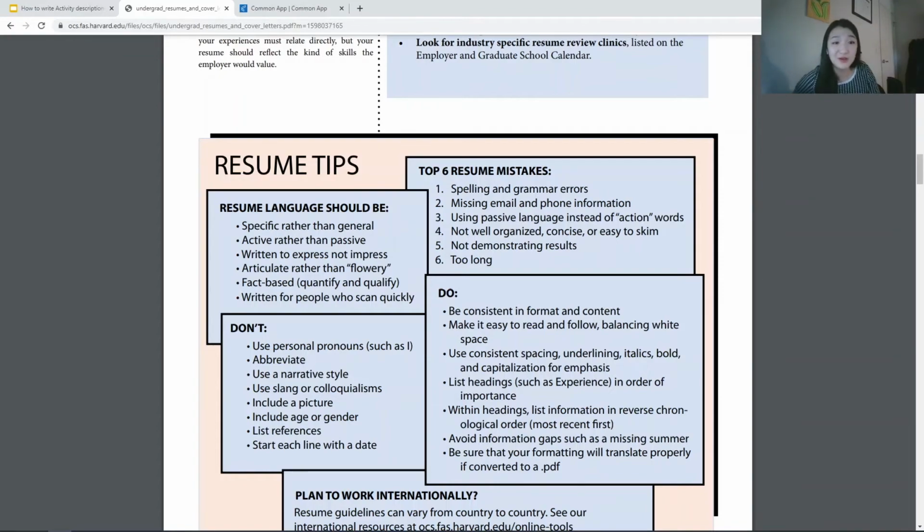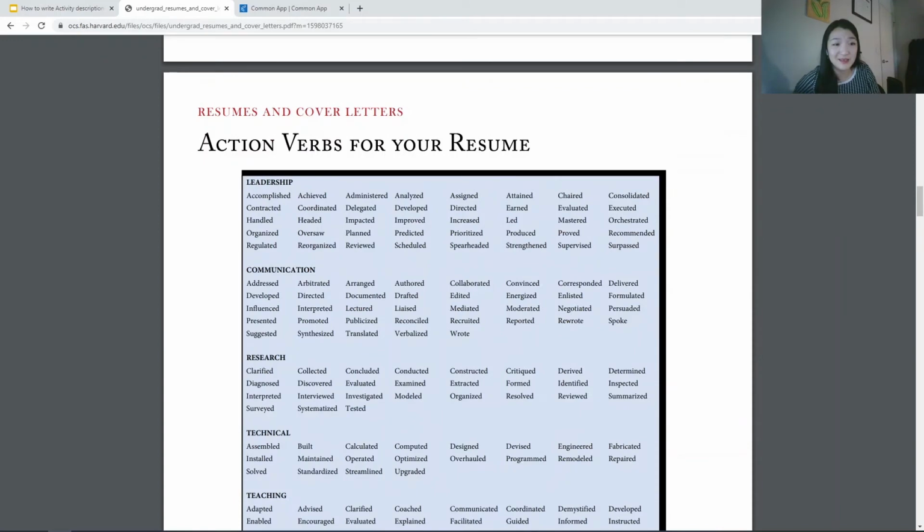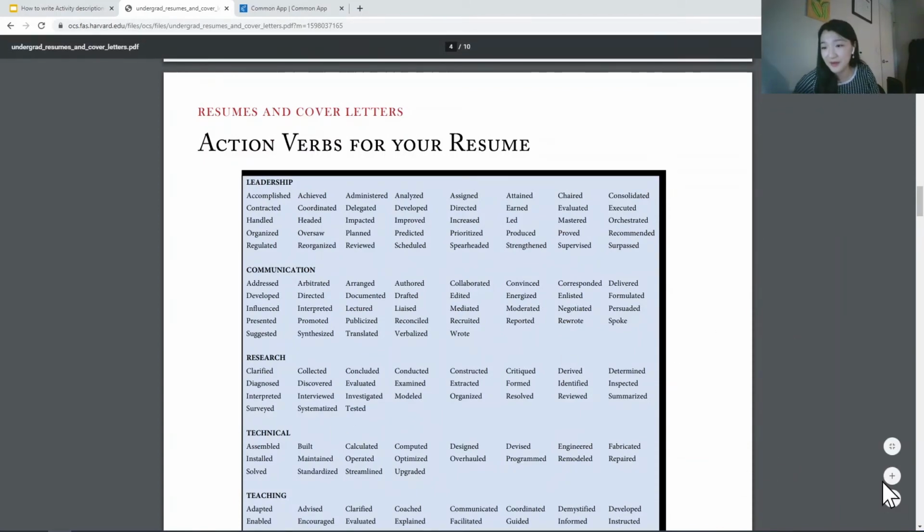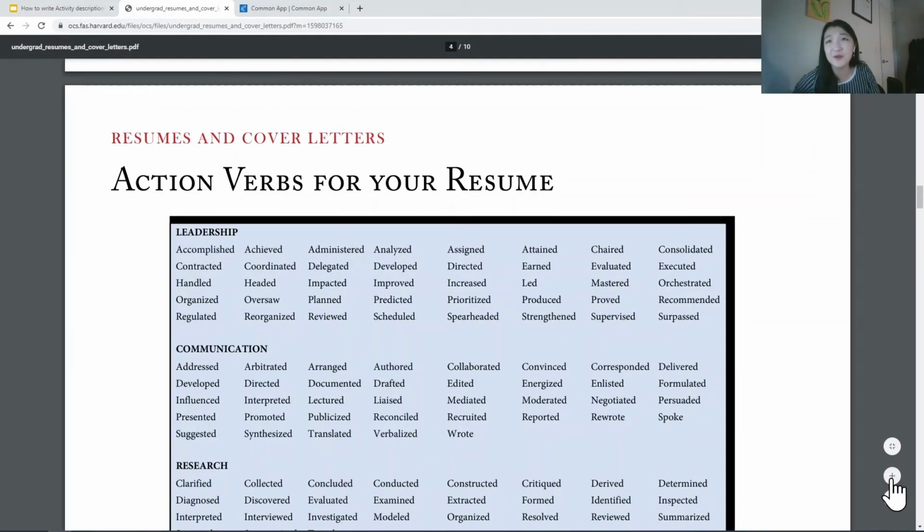What I do want you to focus on, though, is this. This is a gold mine. And even though I graduated from Harvard last year, I still go back to this page and use it in my resume whenever I update it.